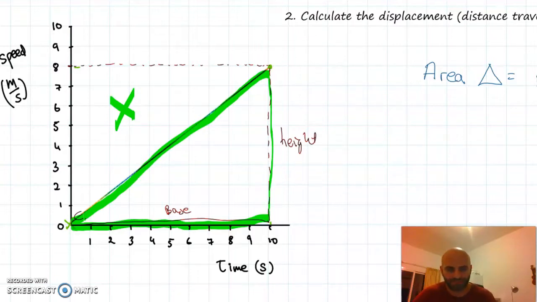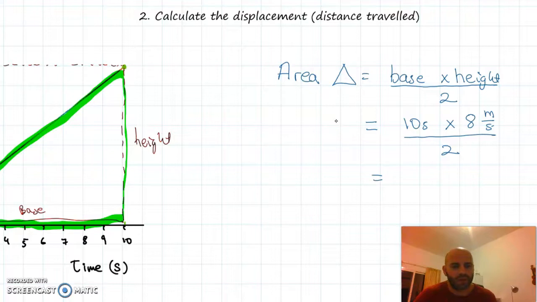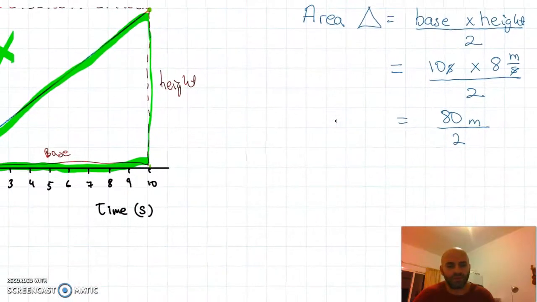So if I take the base times the height and divide the whole thing by 2, let me just plug the numbers into our formula first, but then I'll show you how I usually do this graphically. The base was 10 seconds. The height was 8 meters per second. And I have to divide the whole thing by 2 because that's what it says on our formula. So that is 8 times 10, which is 80. My seconds cancel with my seconds, meters above. And then I have to divide it by 2. So that gives me 40 meters. That would be my displacement, or my distance traveled, 40 meters.